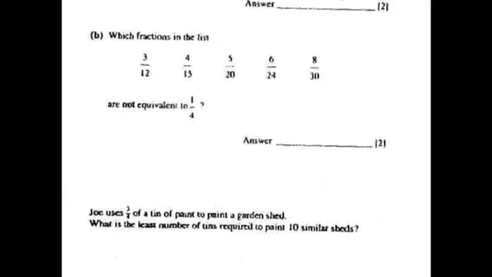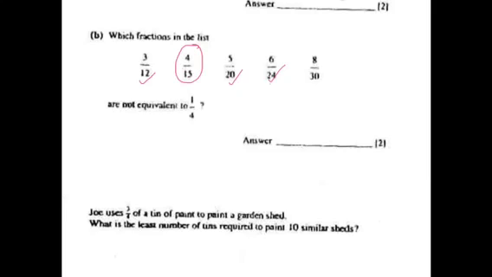Next is 4/15. If I divide by 4, well, 4 doesn't go into 15, so 4/15 isn't 1/4. 5/20, yeah, that is, so I can divide each number by 5, and that will give me 1/4. This one, 6/24, if I divide each number by 6, I will get 1/4.